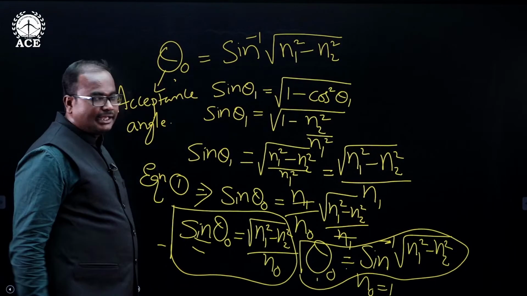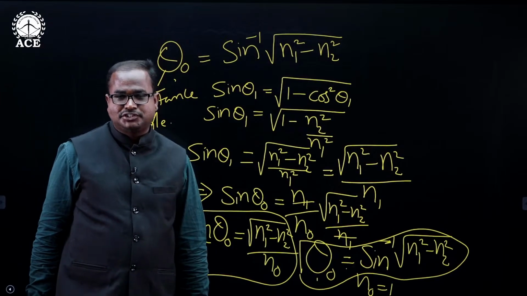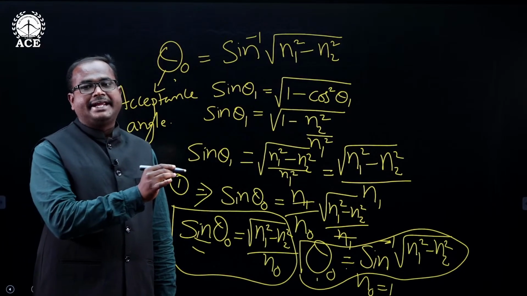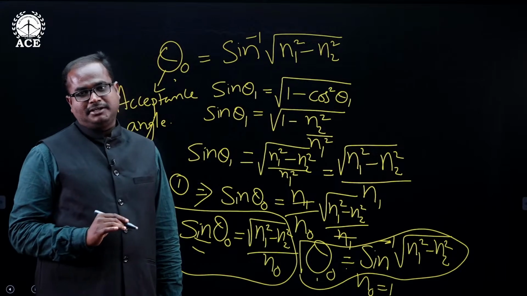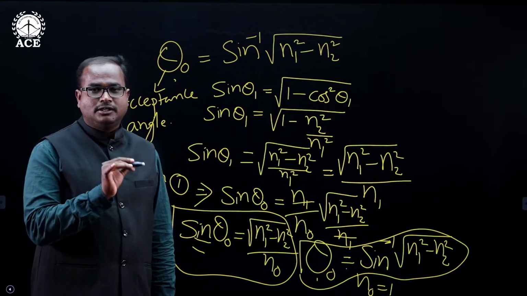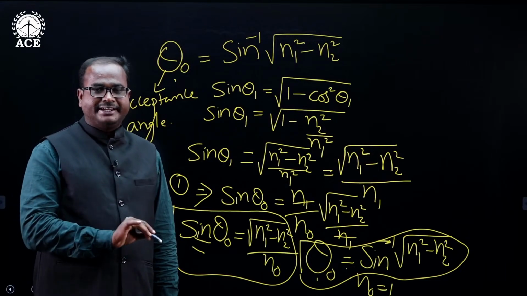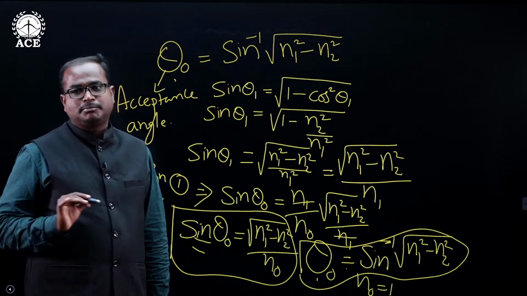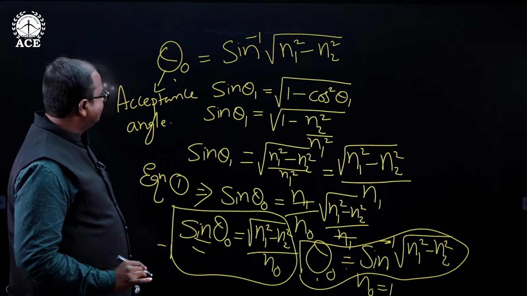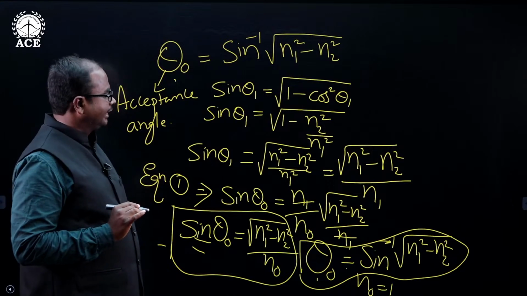So what is acceptance angle? The maximum angle up to which we can launch the light beam into the optical fiber so that it undergoes total internal reflection inside the core medium and gets propagated. So this is the expression for acceptance angle.